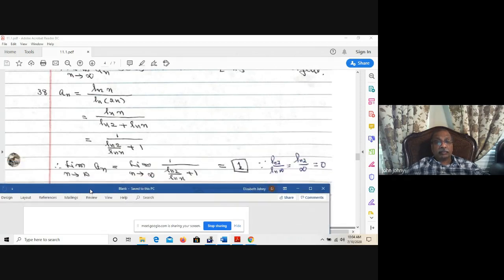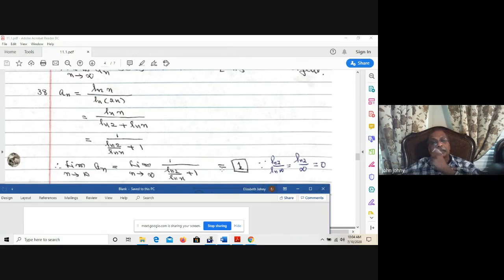So the limit as n approaches infinity of a_n is equal to the limit of 1 divided by natural log of 2 over natural log of n plus 1. Natural log of infinity is infinity. So natural log of 2 over natural log of infinity is natural log of 2 over infinity, which is 0. So this is 1 divided by 1, which is 1.